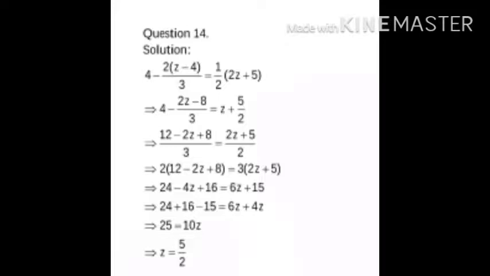Now by cross multiplying, 2(12 minus 2z plus 8) is equal to 3(2z plus 5). Now it implies 24 minus 4z plus 16 is equal to 6z plus 15. Now transpose to the other side, LHS and RHS. 24 plus 16 minus 15 is equal to 6z plus 4z, which implies 25 is equal to 10z, and z is equal to 2.5 is your answer.